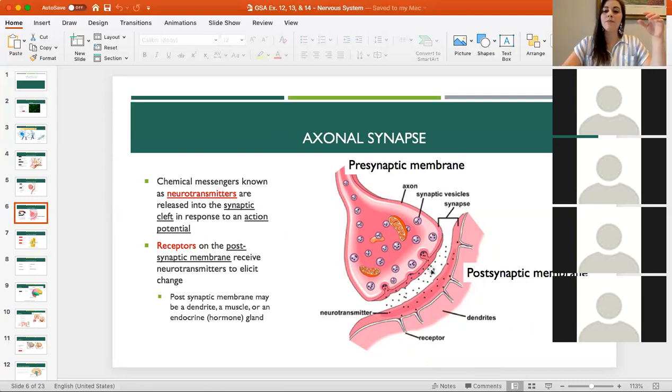All right, and then those neurotransmitters are going to bind to receptors on the postsynaptic membrane. All right, and so that postsynaptic membrane, like I kind of mentioned earlier, can be a couple of different things. It can be a dendrite of another neuron. It could be an endocrine gland. It could be a muscle cell. Okay, so it could be a lot of different things. All right, so it'll bind to that receptor and then continue the process. Okay, so super important slide.